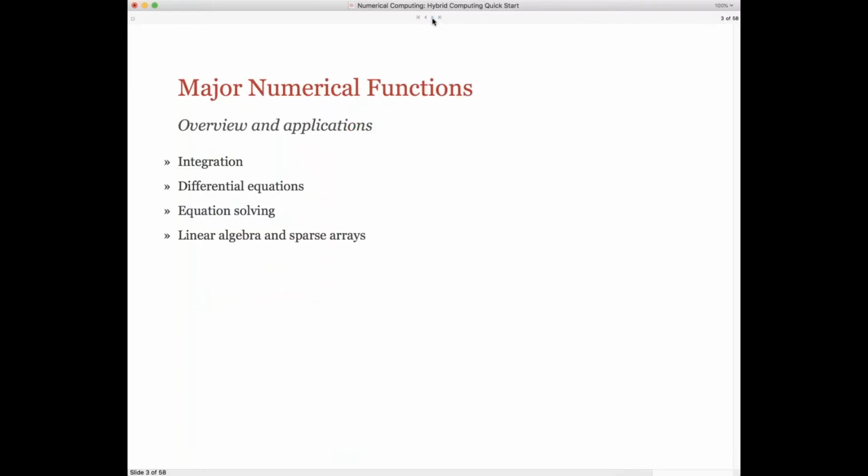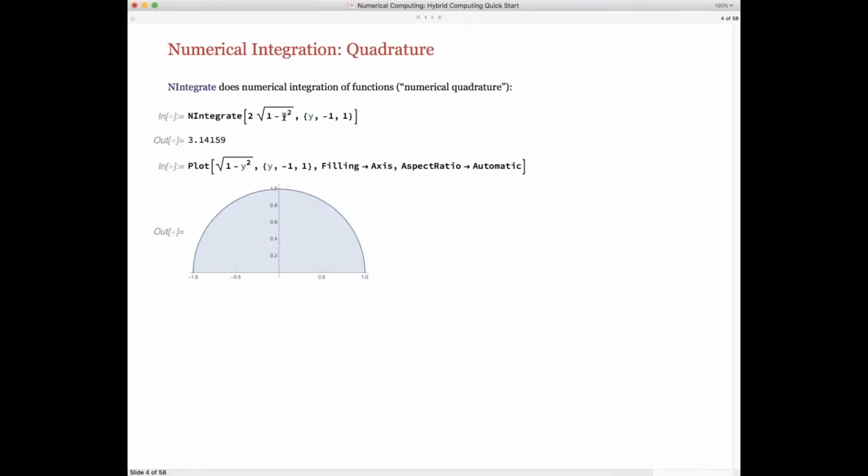So let's begin with a brief overview of the very core and some of the major numeric functions that are used in Wolfram language and their applications. The Mathematica function that performs numerical integration or quadrature is called NIntegrate. The Wolfram language function NIntegrate is a general numerical integrator. It can handle a wide range of one-dimensional as well as multi-dimensional integrals. Here we apply it to a function of one variable, and then we can also see the plot for that.